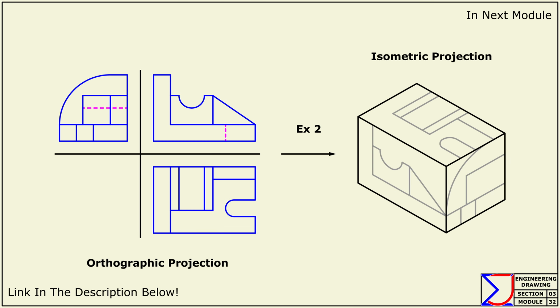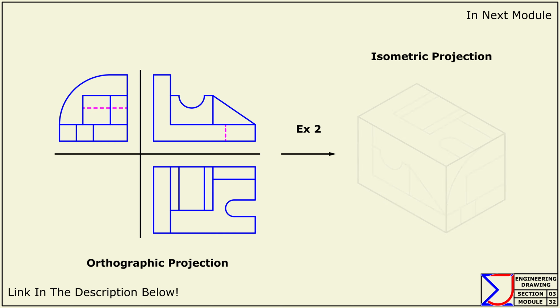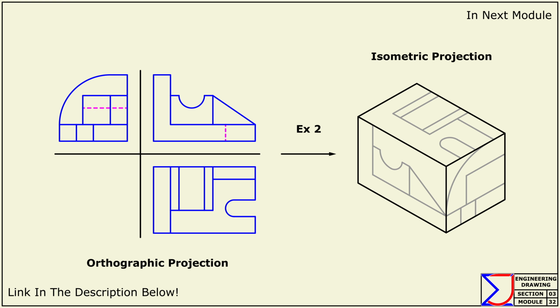Up next, we will continue with our transformation projections, focusing on the second exercise of converting 2D orthographic views to 3D isometric view. This exercise will deepen your ability to visualize and construct 3D shapes from 2D drawings. Keep progressing through the series and stay tuned for more.